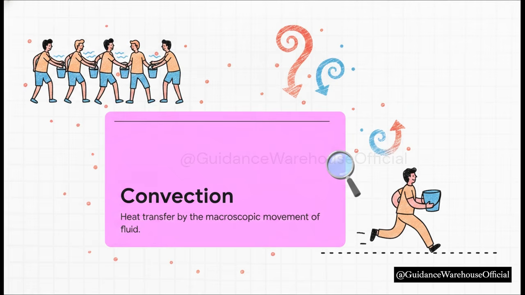So, what happens when the matter itself isn't stationary? What if those hot molecules can freely travel around the room? Well, this is called convection. Convection is defined as heat transfer by the macroscopic movement of a fluid. Now, a quick heads up, in physics, a fluid means either a liquid or a gas. So if conduction is like passing buckets of water down a line of people, convection is like literally picking up the bucket yourself and physically running across the room to deliver the heat.